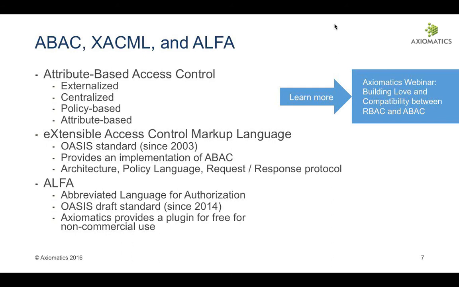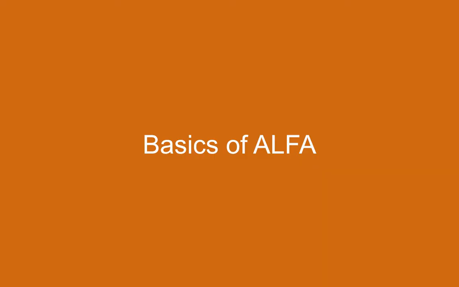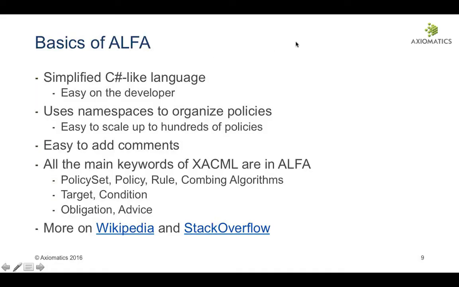Finally, in this webinar, we'll look at ALFA. ALFA is the Abbreviated Language for Authorization. It's a standard that we invented at Axiomatics and then donated to OASIS a couple of years ago. So right now it is a draft within the OASIS XACML Technical Committee. And Axiomatics also developed a plugin, which we'll be using today to write the policies, that plugs right into your Eclipse IDE, and which will help you write your ALFA policies. So over to you for the basics of ALFA, Jonas.